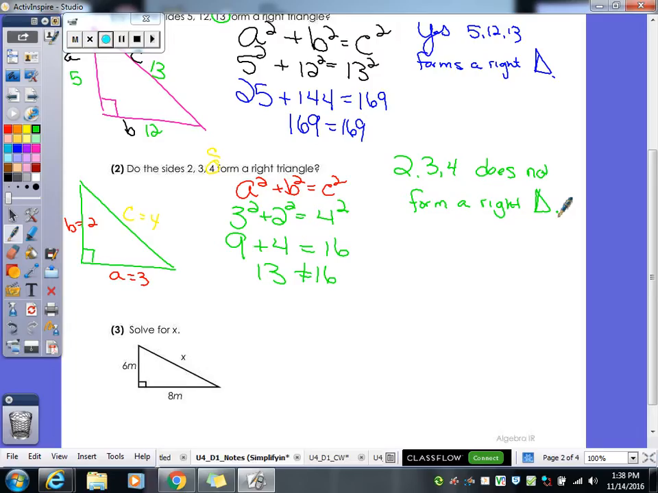Okay, so that does not form a right triangle. All right, so now this is called testing. This is called testing if something's a right triangle.